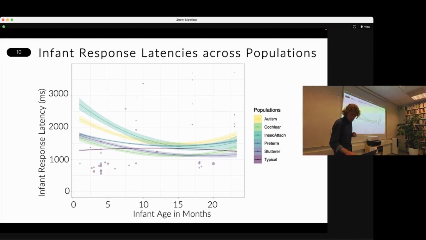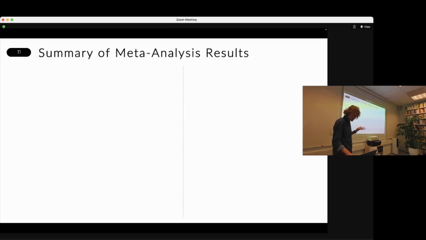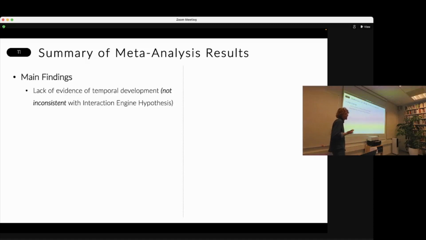Okay, so once we had conducted this meta-analysis, the results were quite unsatisfactory, right? In the sense that, well, we couldn't say much about the interaction engine hypothesis with this, because the data were just so sparse, the literature was so fractured that it's difficult to say anything relevant. So again, right, as Ricardo said, this is not inconsistent, not incompatible with the interaction engine hypothesis. We see some sort of slowdown, potentially. But again, that should not be taken as strong evidence for this interaction engine hypothesis.